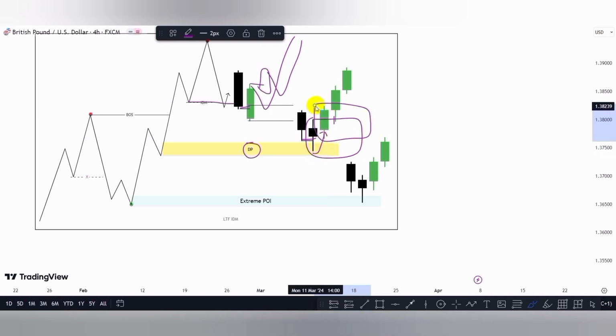So what we are waiting for is to see price, since we also have the inefficiency resting here. We are expecting to see price return, fill up the inefficiency, mitigate the order block, and then we see price push further to the upside. So also in this condition, what you'll be anticipating in the lower time frame is to see this price action.